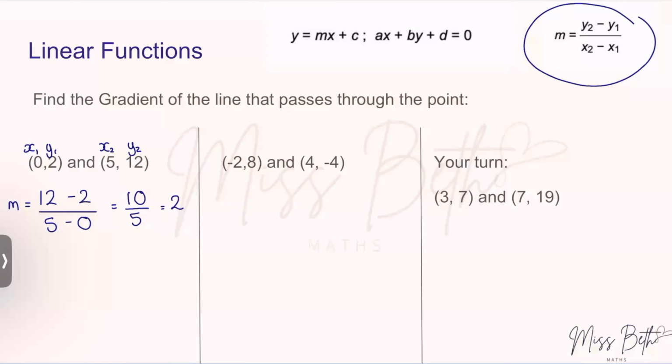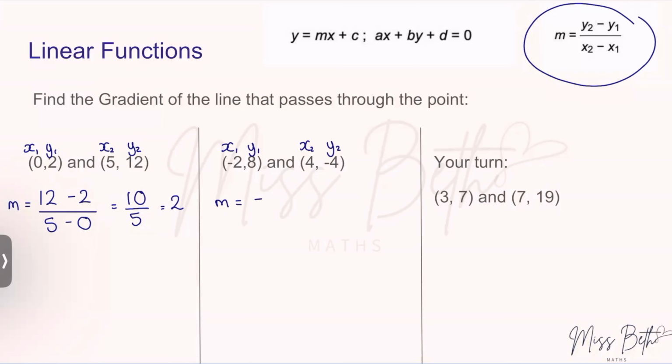Okay, for the next one, same rules apply, okay? So you are going to label your coordinates first. I appreciate that you can't label them in the actual eAssessment, so I would jot them down on your scrap paper and label them, okay? That way you shouldn't get confused. Then we're just substituting in to the gradient formula.